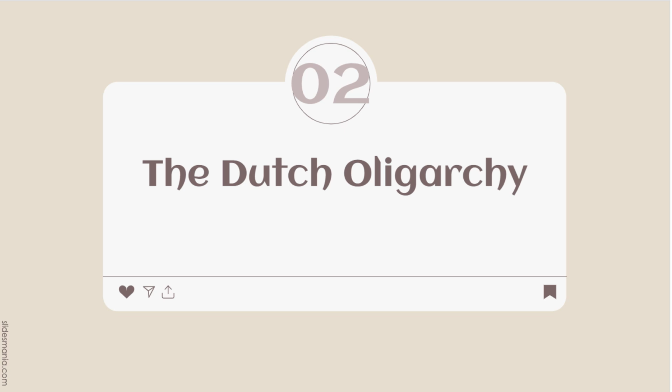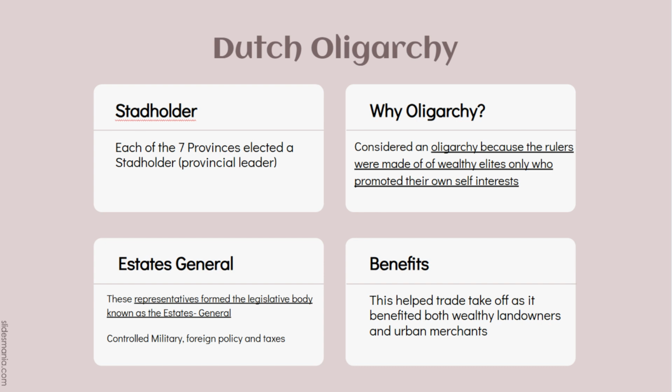And while they don't necessarily have one succinct monarch like in other parts of Europe, they do develop a new kind of government. Specifically, they're going to develop an oligarchy. Each of the seven individual provinces elected a stadtholder, or a provincial leader. Those representatives form what's called the Estates General, the legislative body that makes decisions. They control the military, the foreign policy, and they look at taxes.